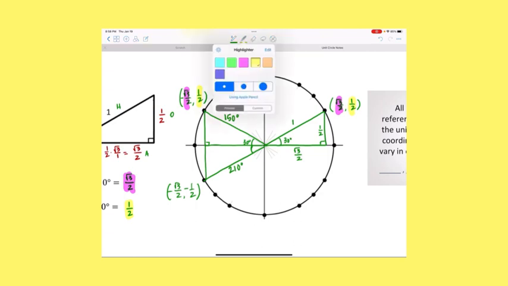So what is the cosine for 210? Negative radical 3 over 2. What is the sine for 210? Oops, that's my eraser, and I meant my highlighter. It is negative 1/2.